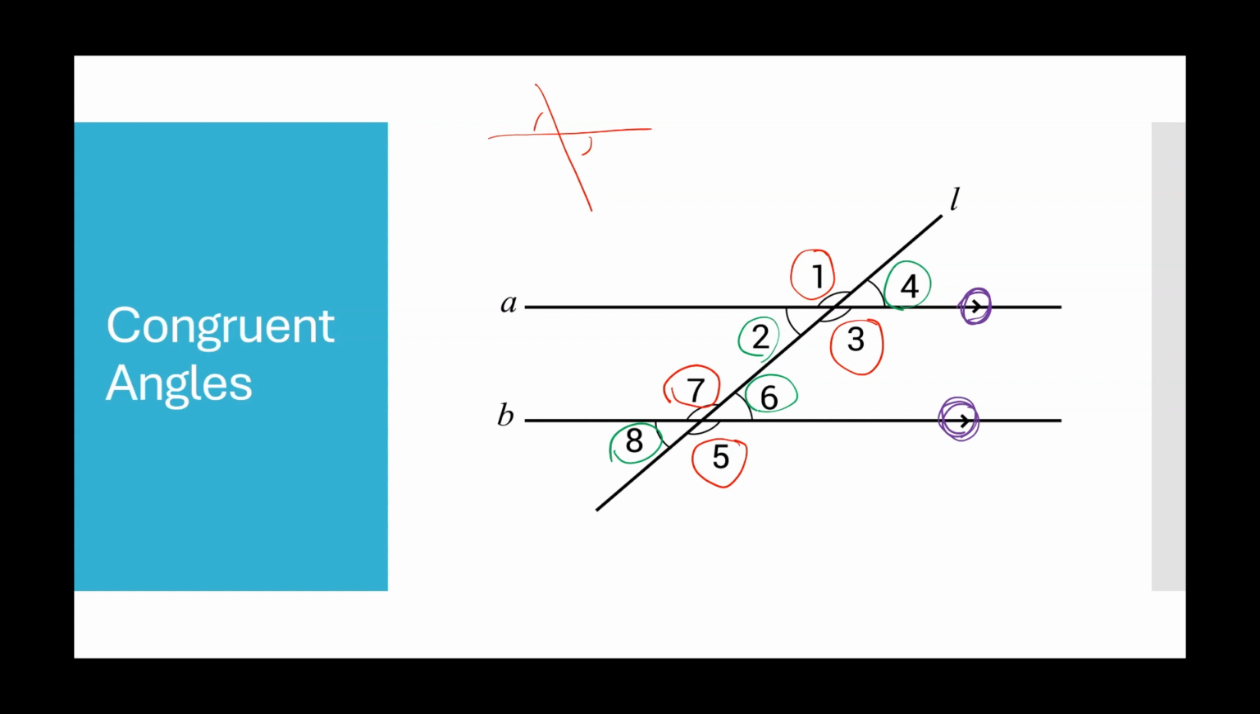They're exactly the same. So like if this one was 100, then this one was 80, because they make a straight line. 100 plus 80 is 180. And this is 100, and this is 80, and this is 100, and this is 80, and this is 80, and this is 100.